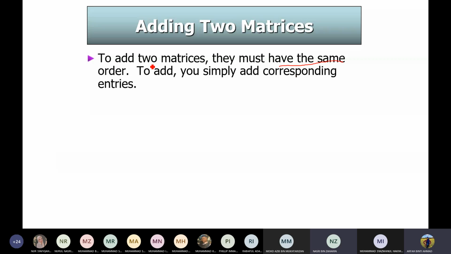Sebab kalau order dia tak sama, kita tak boleh nak tambahkan. Sebab how you are going to add the two matrix, we are going to do the addition element by element. Sebab tu pentingnya awak tahu dekat mana lokasi elemen bagi matrix tu. So to add, you simply add corresponding entries.